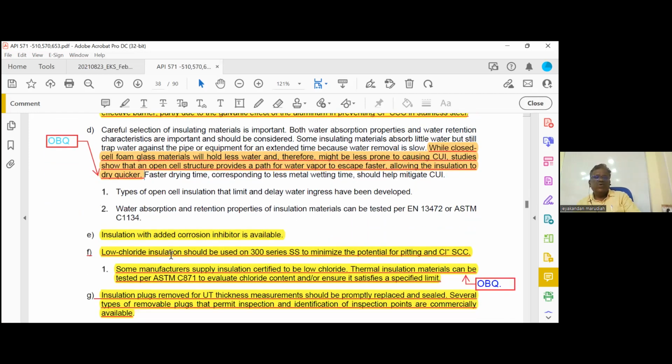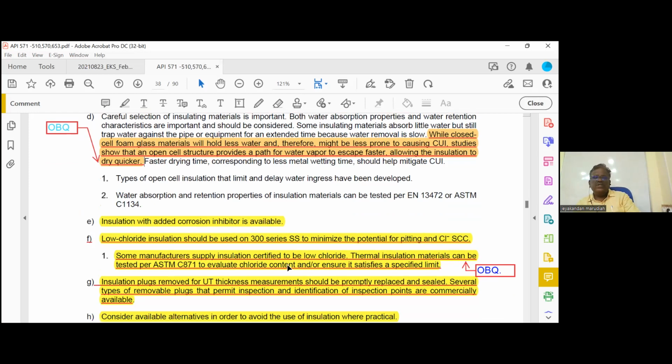Then F, low chloride insulation should be used on 300 series to minimize the potential of pitting and chloride stress corrosion cracking. Some manufacturers supply insulation certified to be low chloride. Thermal insulating material can be tested by ASTM C871 to evaluate the chloride content. That is an open book question. Then insulation plugs removed should be promptly replaced. So for thickness measurement, when you are using the insulation plugs, they should be properly replaced.